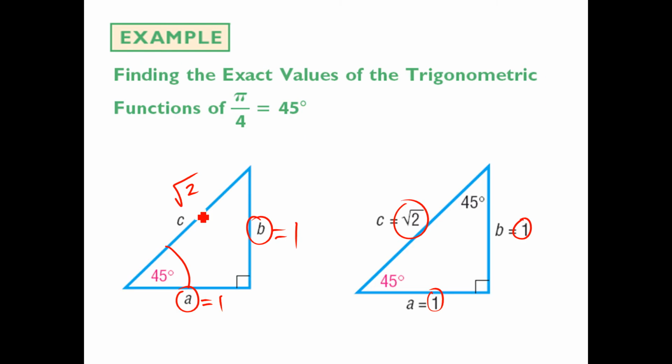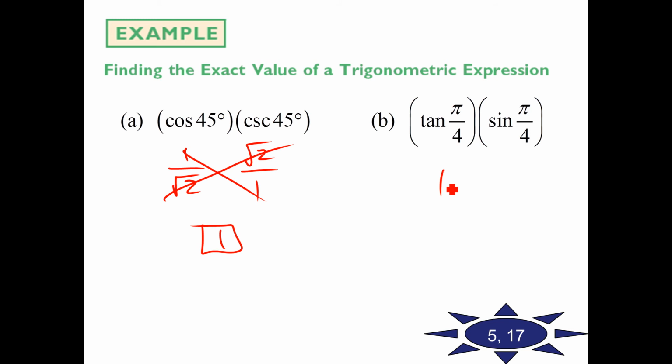What about the tangent of pi over 4? Tangent would be opposite over adjacent, so just 1. And sine is 1 over root 2. So we end up with, since we're multiplying, 1 over root 2 or root 2 over 2. All right, try 5 and 17.